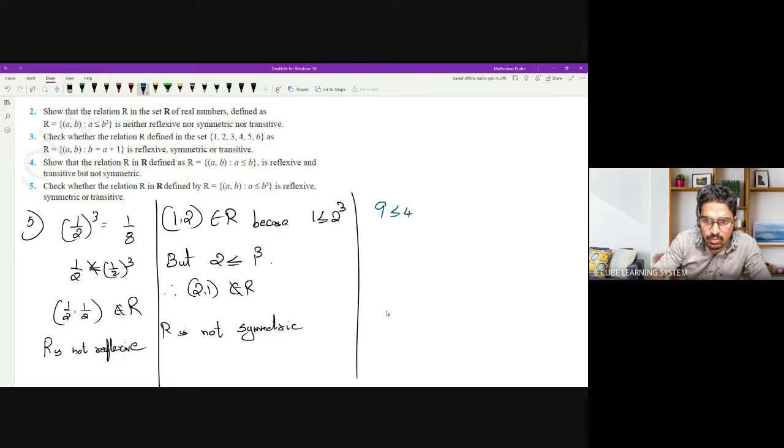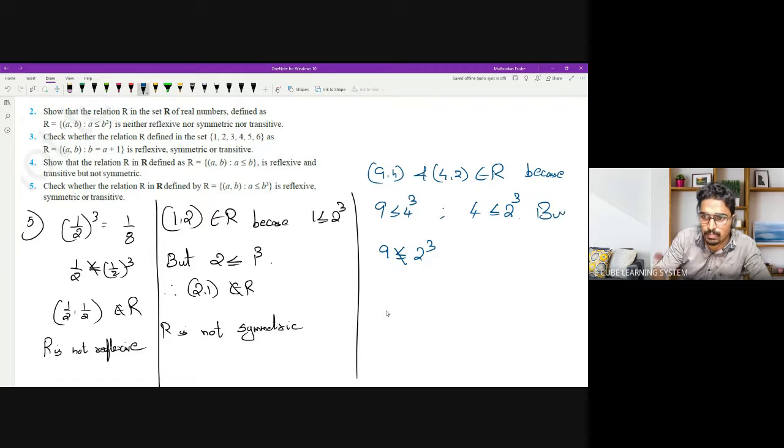9 is less than or equal to 4 cube. 4 is less than or equal to 2 cube also. But 9 is not less than or equal to 2 cube. So 9-4 and 4-2 will belong to our relation, but 9-2 will not belong to our relation. Therefore, the given R is not transitive.